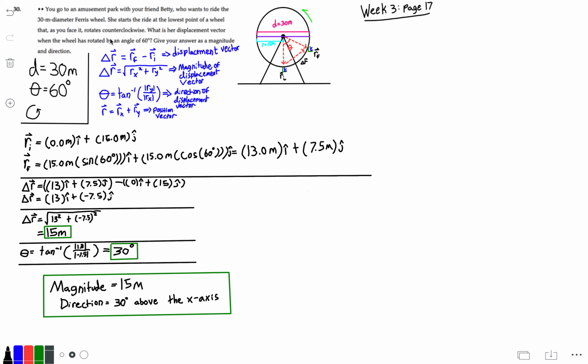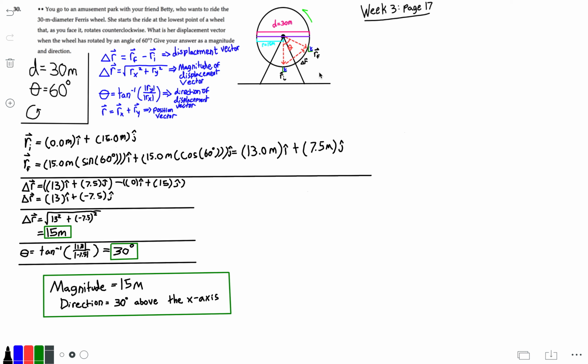All right, so we're going to an amusement park with our friend Betty, and we're finding her displacement, the magnitude of her displacement vector, as well as its direction. So here I have the givens in the problem that I've pulled out. We have a diameter of 30 meters, theta of 60, and counterclockwise rotation right here.